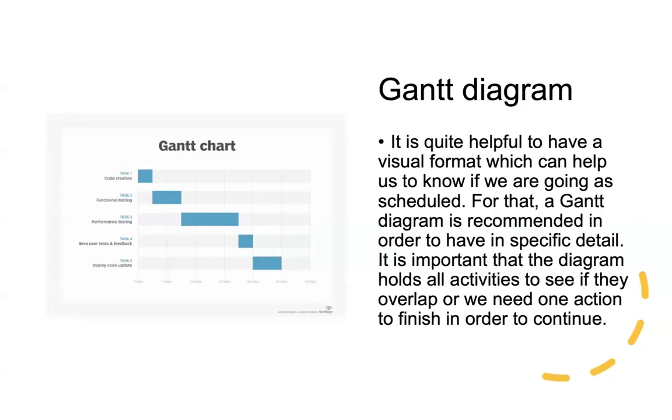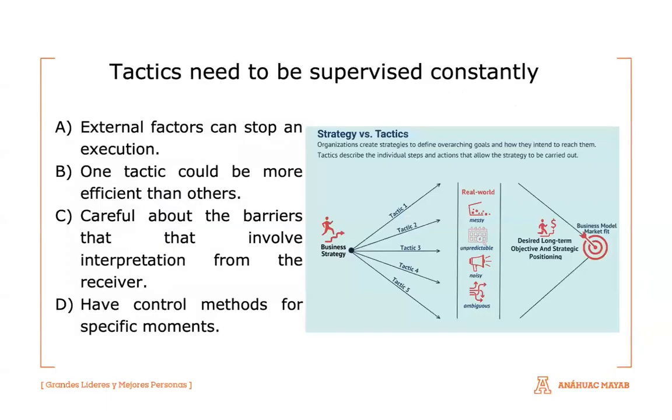If we see that one activity is taking more time than expected, then we might have to rearrange, eliminate a tactic, or even evaluate if we need to eliminate something. Here we can see that tactics need to be supervised constantly. As you know, tactics work on a daily basis, so many things could be executed, and of course that could affect the execution.